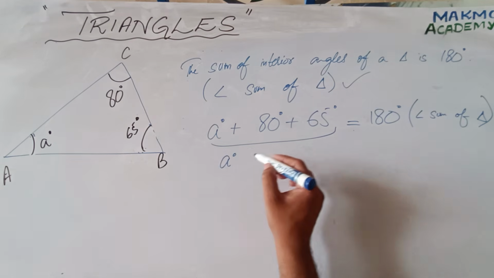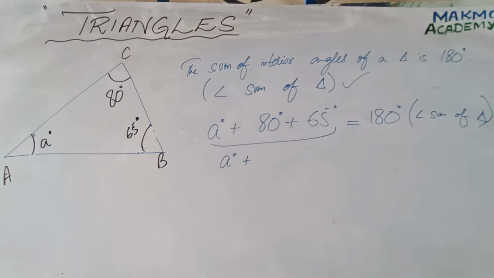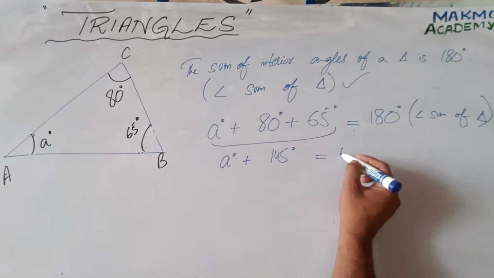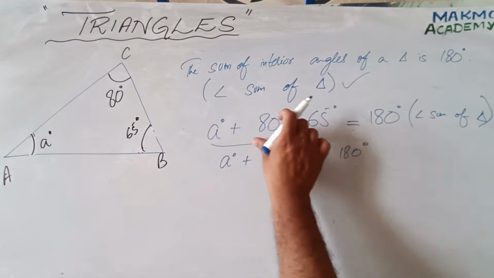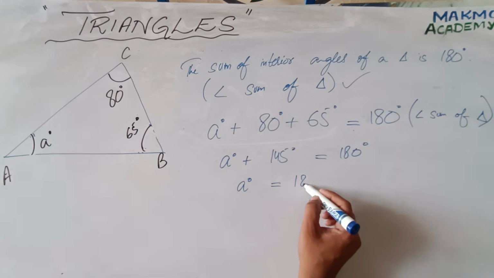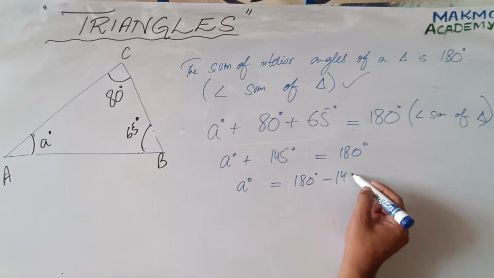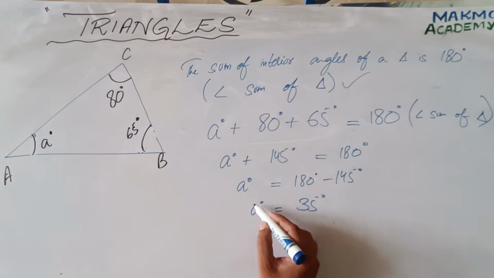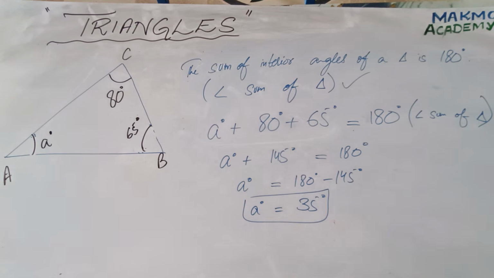Now add both of these two values. 65 plus 80 is 145, so it would be A plus 145. To find the value of A, we subtract 145 from the other side. This gives us 35. So the size of angle A is 35. This is how we can find the value of any unknown angle in a triangle. Now let's have another problem.